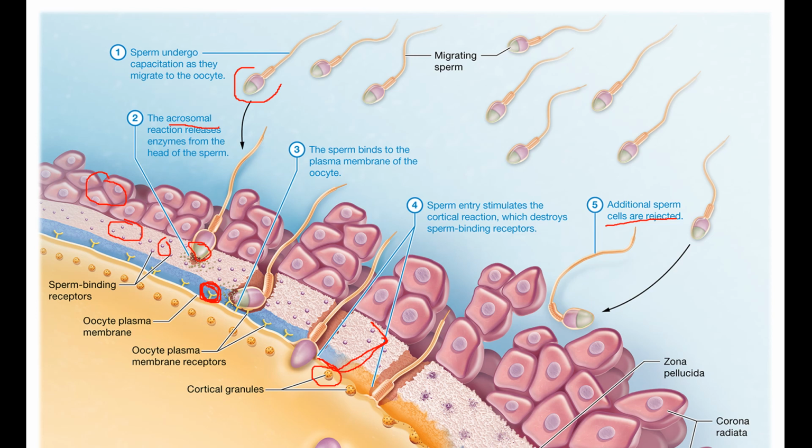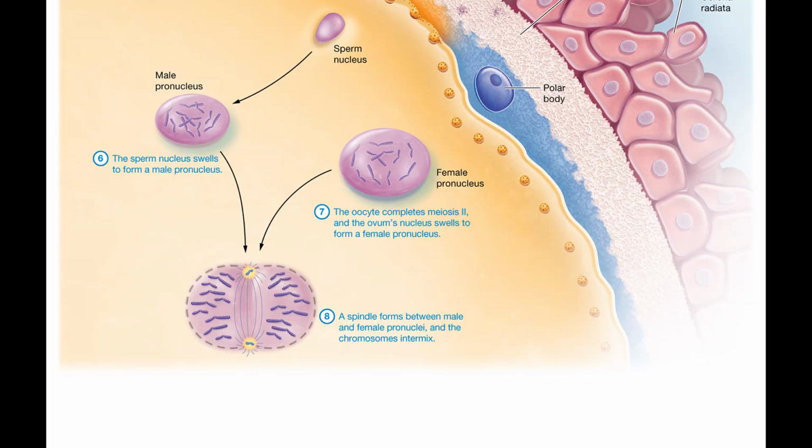No polyspermy can happen. And if you notice down here, it also destroys these plasma receptors, and it tends to destroy the sperm binding receptors. So there's nothing there. Even if a sperm does get into contact with the zona pellucida, there's no sperm binding receptor proteins. Now, once the sperm nucleus is injected into the cytoplasm, you see it's going to swell, and it's going to form a male pronucleus.